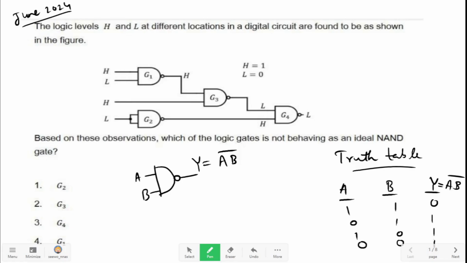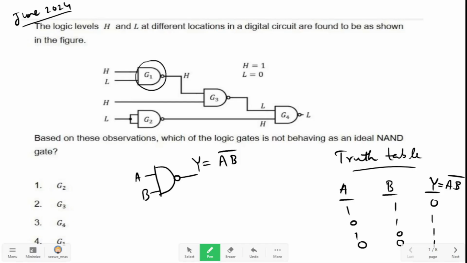If you take AB bar for the first case, you have 1 into 1 bar, which is 0. In all the other cases, we have 0 into 1 bar, 1 into 0 bar, 0 into 0 bar. All of these are 1. Therefore, the only way that we get output as low is when both the inputs are high. So using this conclusion, we can check if these gates are behaving as an ideal NAND gate or not.